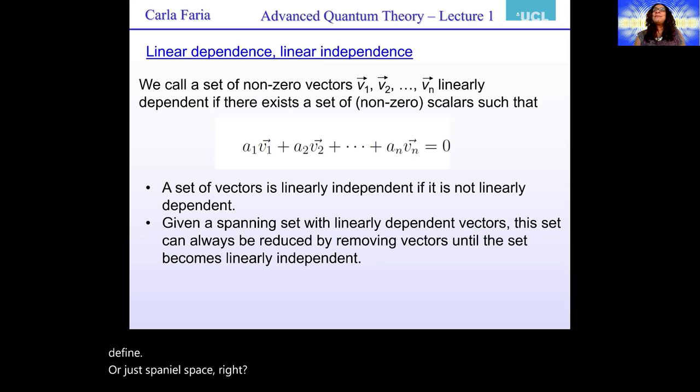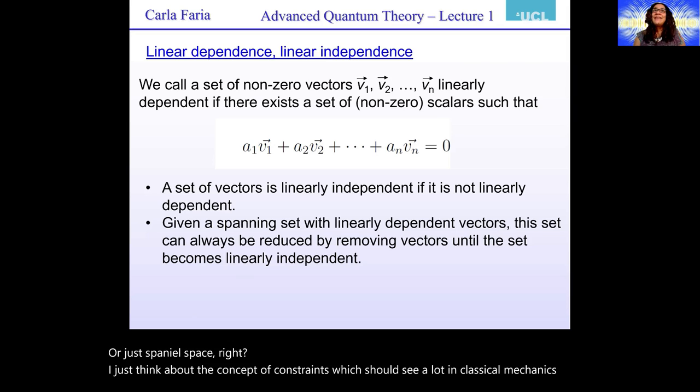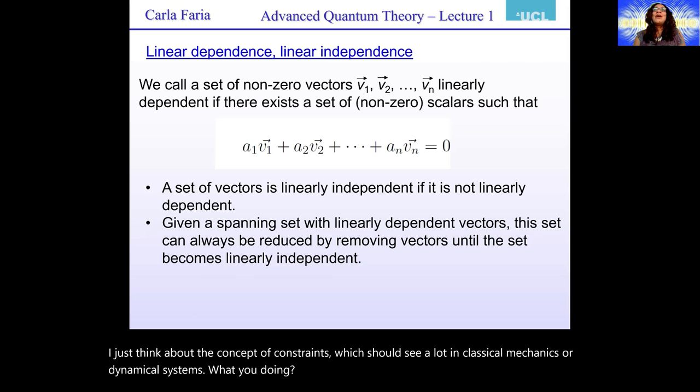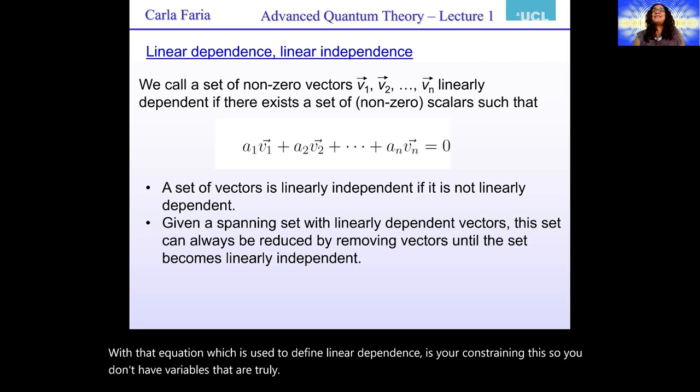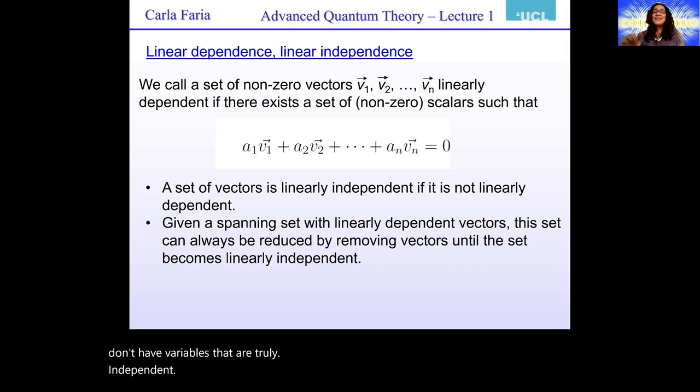And just think about the concept of constraints, which you see a lot in classical mechanics or dynamical systems. What you're doing with that equation, which is used to define linear dependence, is you're constraining. So you don't have variables that are truly independent, right?